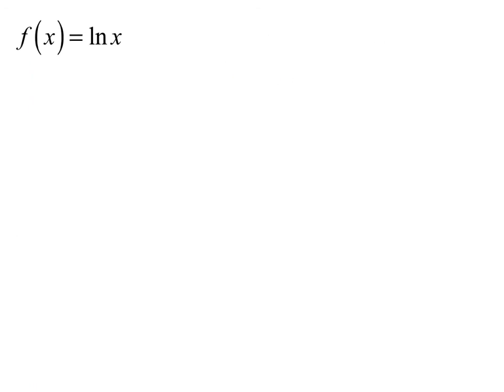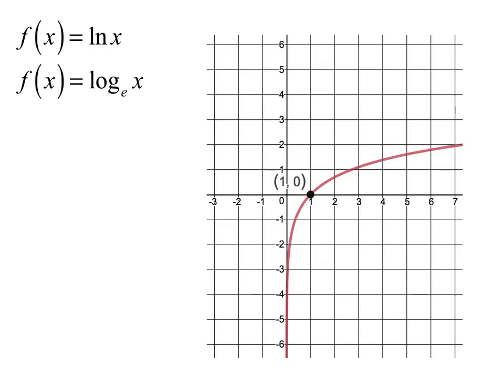Okay, last one. This one looks more challenging, but it's really not. If you remember that natural log is the same thing as log base e. So of course we have the reference point of (1, 0), and we also have that base and 1. So the base is e, which is 2.718, and so we have (2.718, 1).